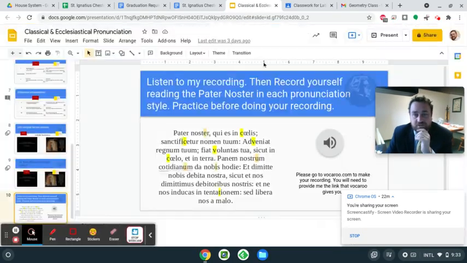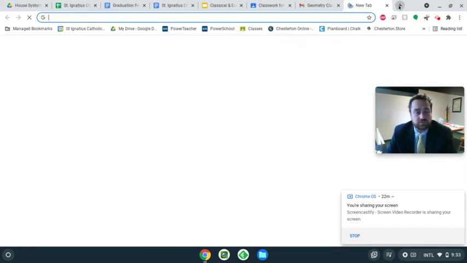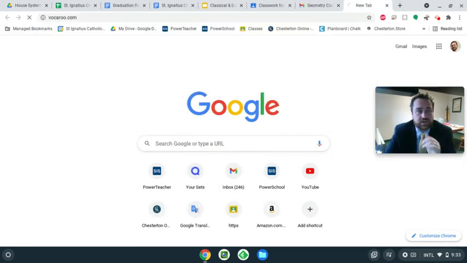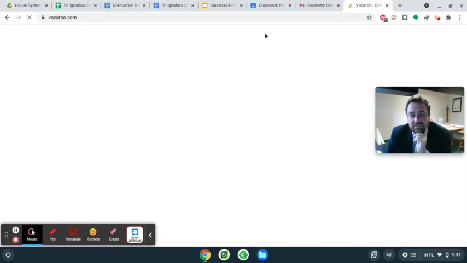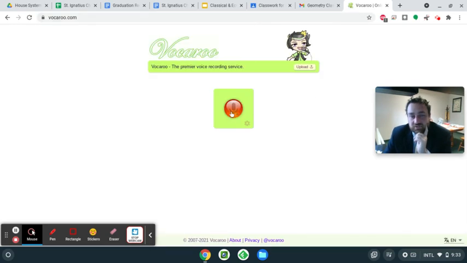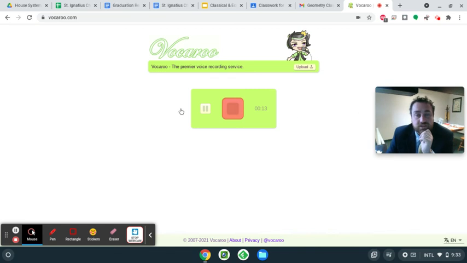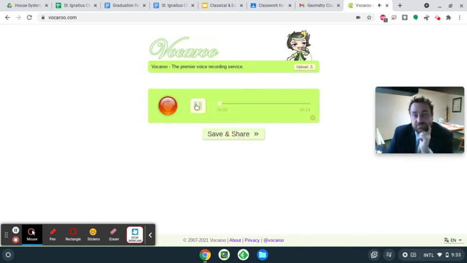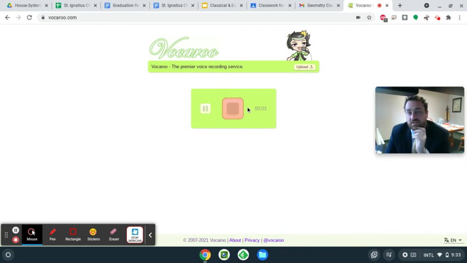Let me show you how to use Vocaroo. So in Vocaroo, you're going to go to vocaroo.com. You may have to click allow up at the top. So you're going to begin recording by clicking the red button, and it's recording. Now, if it doesn't do that for you automatically, it might be because there's a little box that pops up that needs you to click allow for the microphone. Okay, you're going to click this when you're done, and it'll allow you to listen to it. Now, if you don't like what you recorded, you're going to click the red button, and it'll automatically go to recording again.